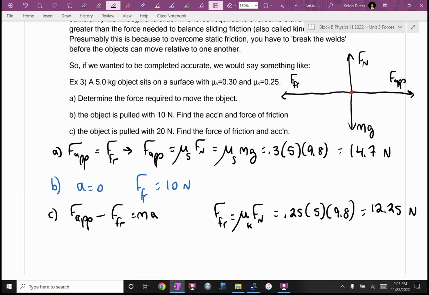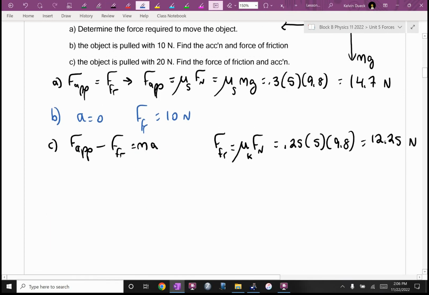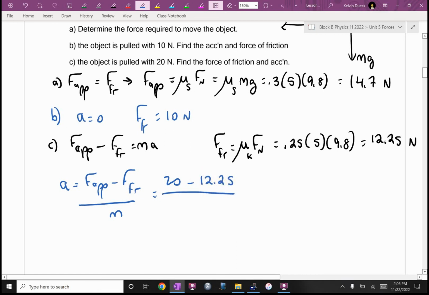Yeah, I didn't need to explain that, right? Okay. Well, Trevor's theorem. Get the A by itself, huh? So A is going to end up being F applied minus friction all over M. How big was F applied? They said 20 minus, how big is friction? Not 14.7. Now that we've started sliding, mu got smaller, 12.25 divided by, what was the mass? 5?